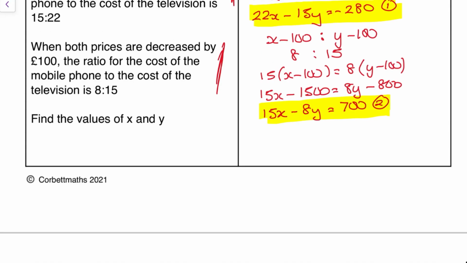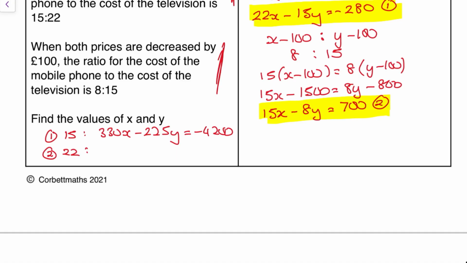Okay, and then I'm going to move over to this left side here. So I'm going to do equation 1 times 15 and equation 2 times 22. This is not going to be nice at all, but that's the case. There's no prime factors, there's no highest common factor that I can do easily. So I'm just going to have to go for this one here. Right, calculator out. So that's going to give me 330x minus 225y is equal to minus 4200.